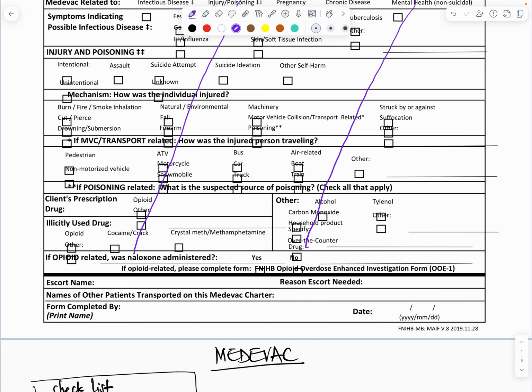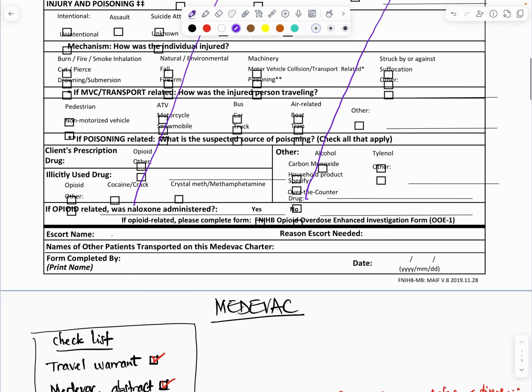All right, and we have identified that the escort will be Mr. Sam's wife, Sandra. So we'll write Sandra Tim, right? And the reason the escort is needed, we're going to specify medical. If this was a minor, then we would specify the patient is a minor. All right. And the name of other patients transported on this Medevac charter, no, we're not sending anybody else.